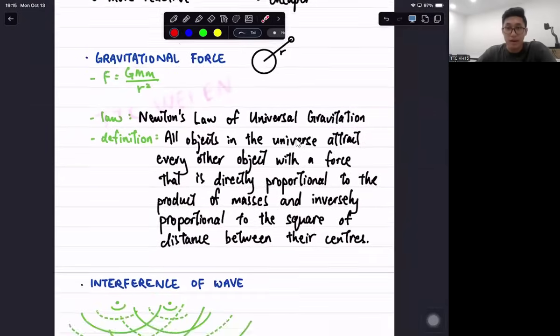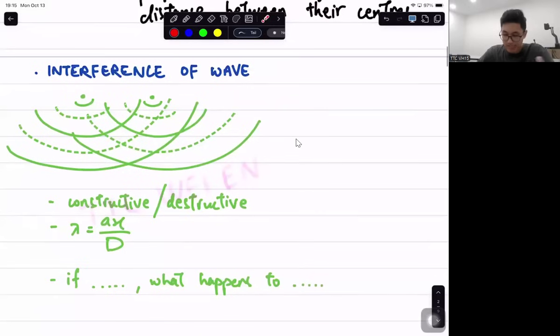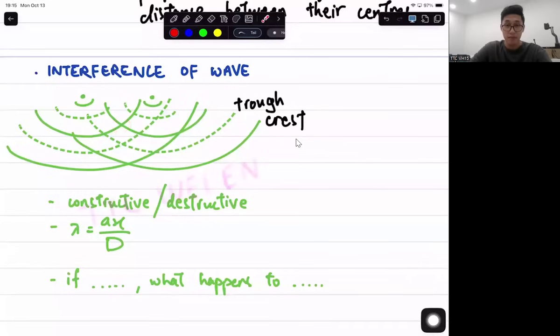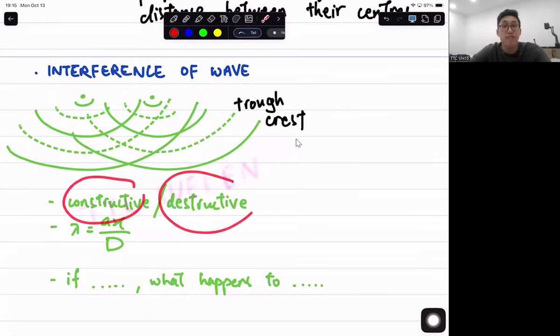Okay. All right, another topic that I got some sudden inspiration about is the interference of waves. So interference of waves is you have two waves, and the wave goes up and down, up and down, up and down, all right? The up we call the crest, the down we call the trough, okay? And then sometimes the crest and the crest will meet, or the trough and the trough will meet, or the crest and the trough will meet, like here and here. Okay, so this will form what? Constructive and destructive interference.